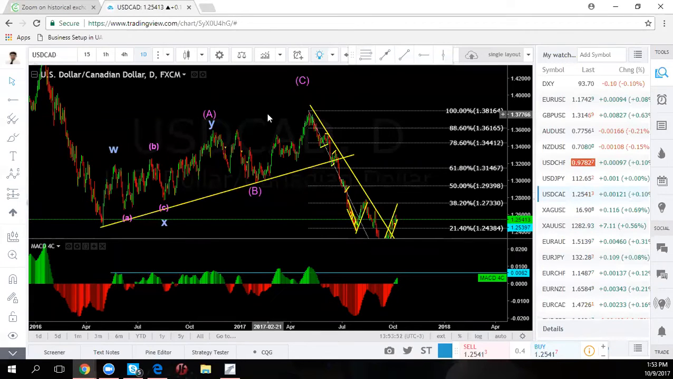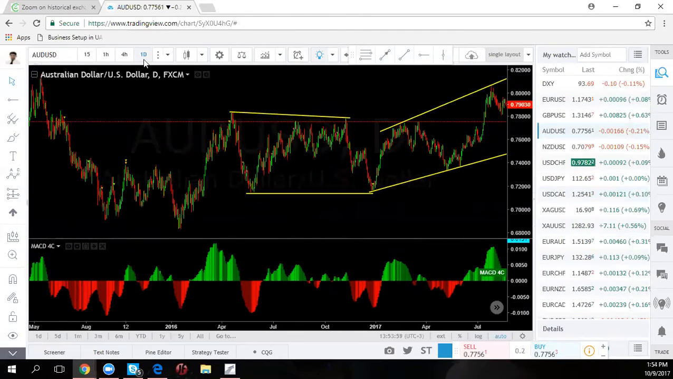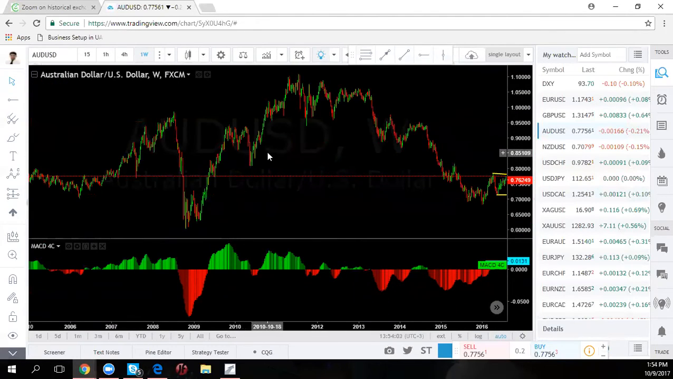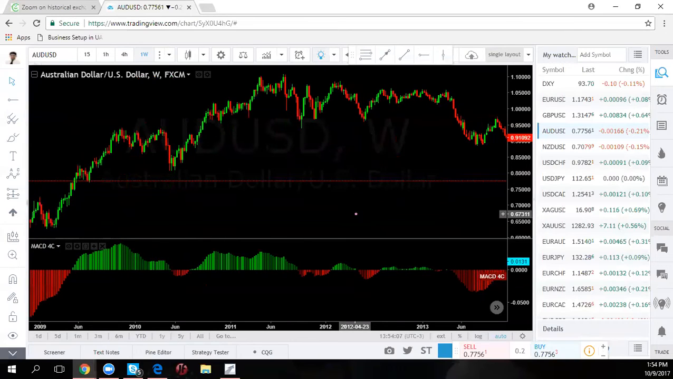So if the internal count is 1, 2, 3, like I showed you here on the Aussie, I didn't need to wait very long to know that the entire move to the downside on this Aussie is corrective. As long as I see 1, 2, 3, it doesn't matter where this goes or how far it goes, that entire move is corrective. Full stop. Because the first move in it is a 3-wave structure, not a 5-wave structure.